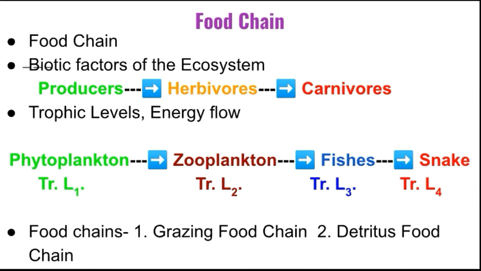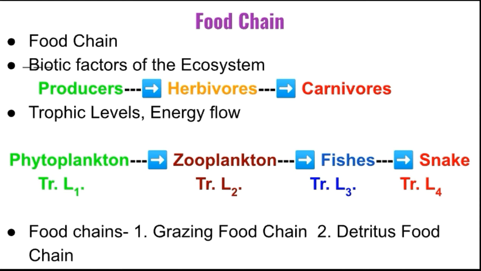So we know very well that in any kind of ecosystem, the biotic factors of the ecosystem are linked together by food. For example, the producers form the food for the herbivores, and the herbivores form the food for the carnivores. That is one simple example of a food chain. Through repeated eating and being eaten, the energy is transferred from one trophic level to another trophic level, and this transfer of energy from one trophic level to another is called energy flow.